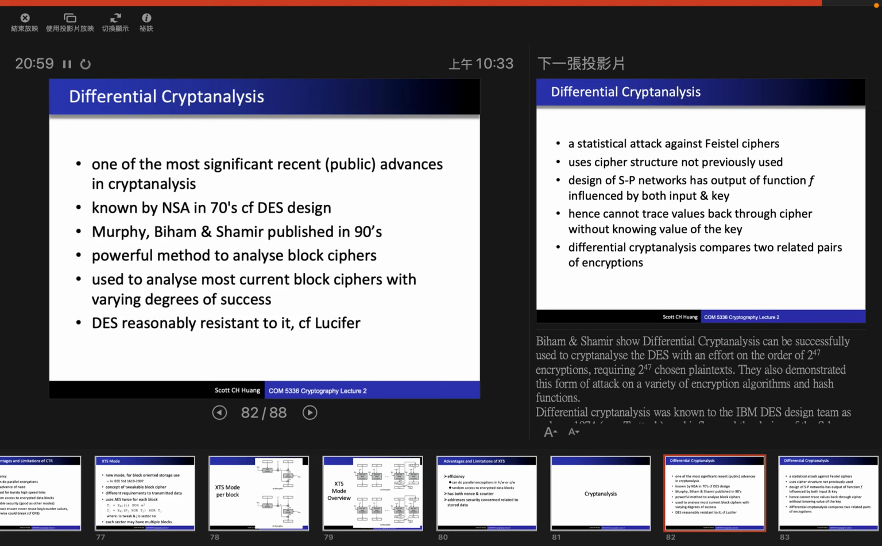There are many examples like that. For example, the hash algorithm we are going to introduce later, like MD5, designed by Ron Rivest.